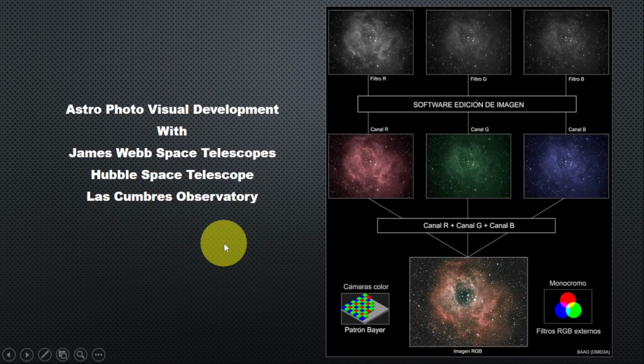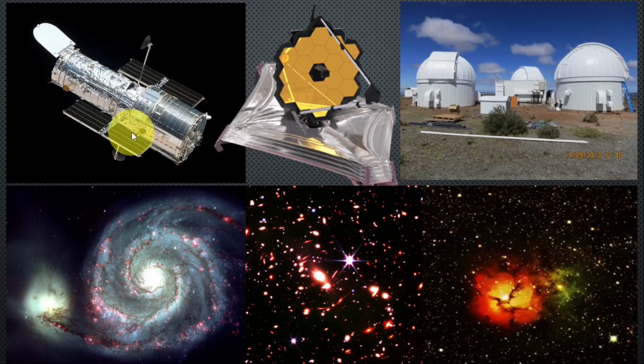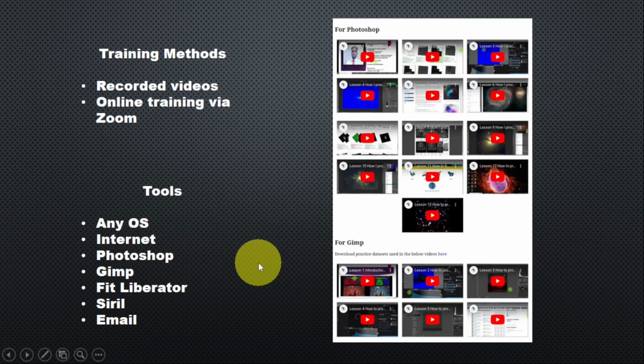In the astrophoto visual development, we educate our citizen scientists on how to combine space images in red, green, and blue to produce colorful visuals, and we train them on how to get data from the Hubble Space Telescope, the James Webb Space Telescope, and the Las Cumbres Observatory for these kinds of activities. For training methodology, we have recorded videos and online training via Zoom. So here are our recorded videos. We have some for Photoshop, and we have some for GIMP. Photoshop is now free, GIMP is free.